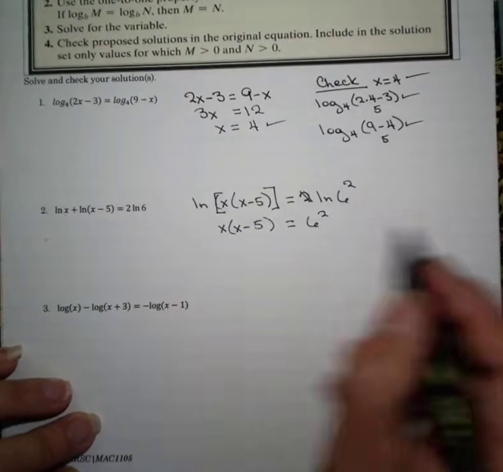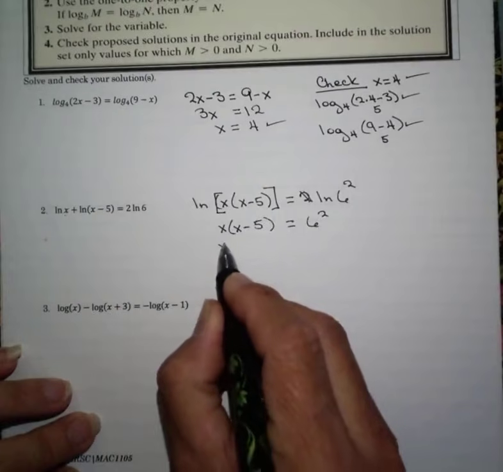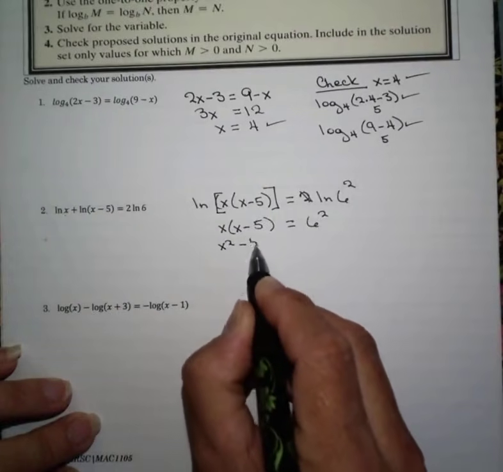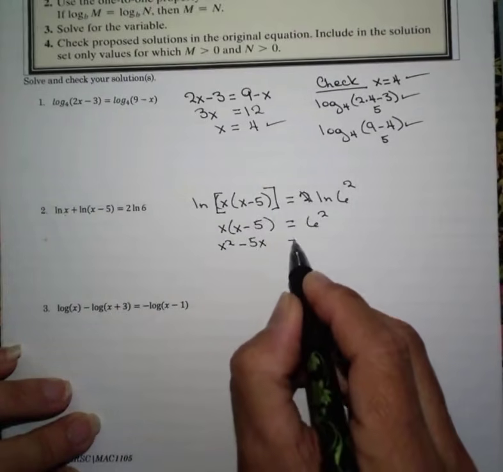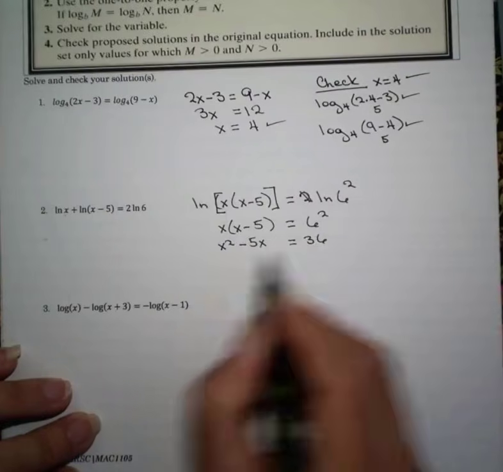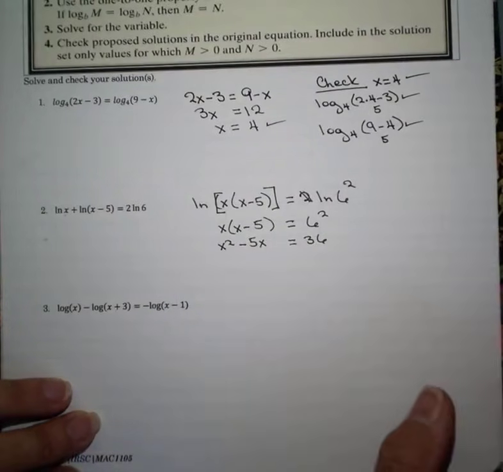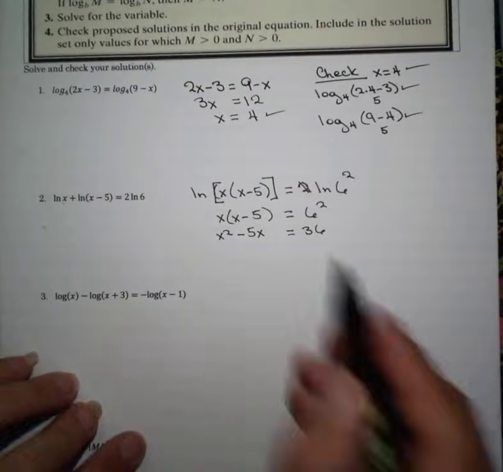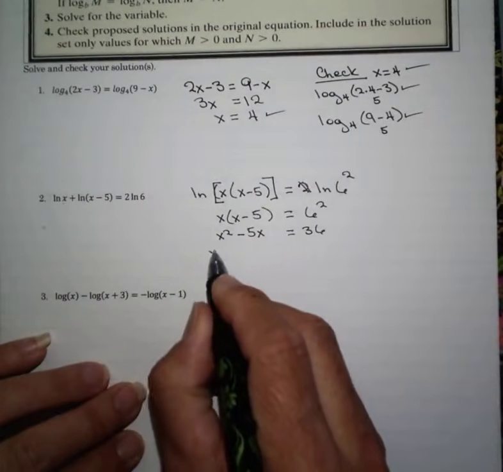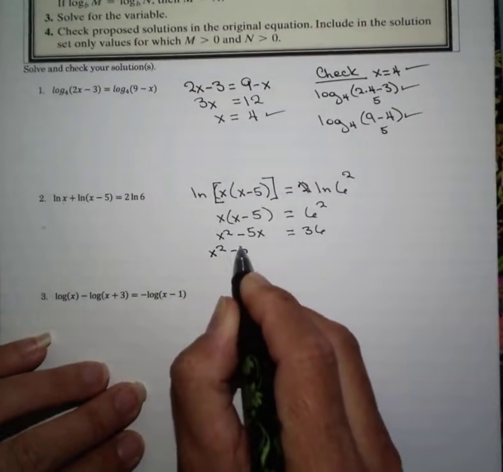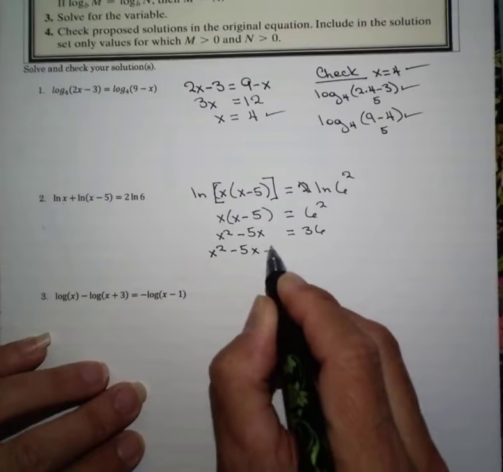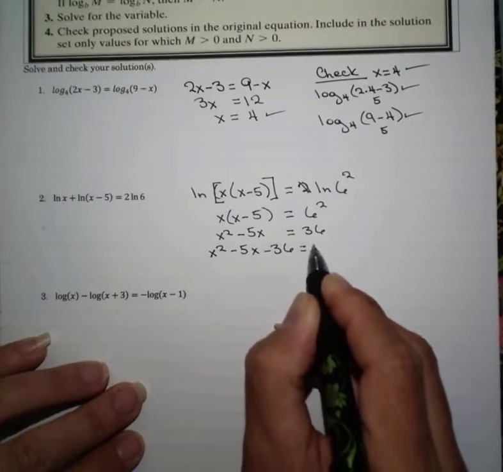Okay, that's pretty good. Let's go ahead and distribute this. x times x and x times negative 5. And over here I've got 36. Now this is going to end up being a quadratic because I do have x squared. So let's get everything over to this side and see what happens. x squared minus 5x, and I'll subtract 36. And that's going to equal 0.